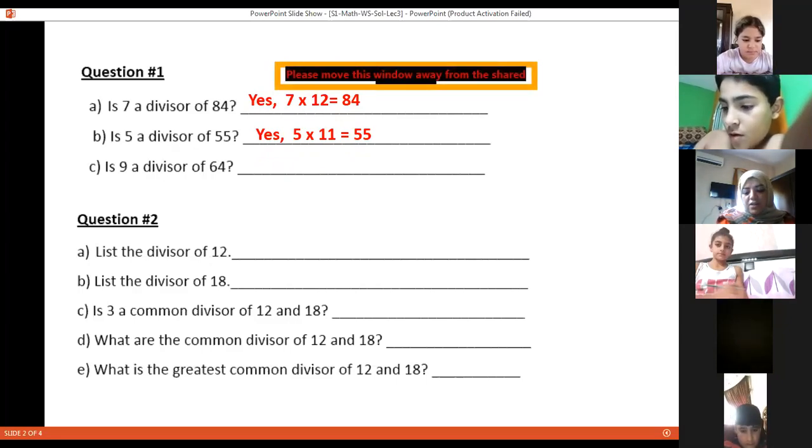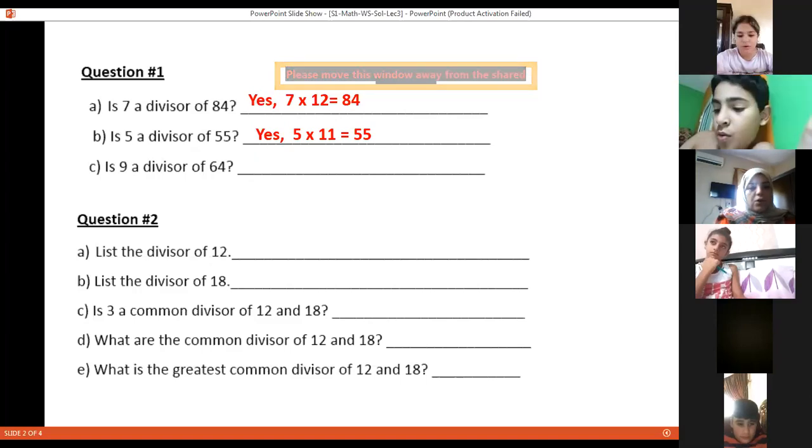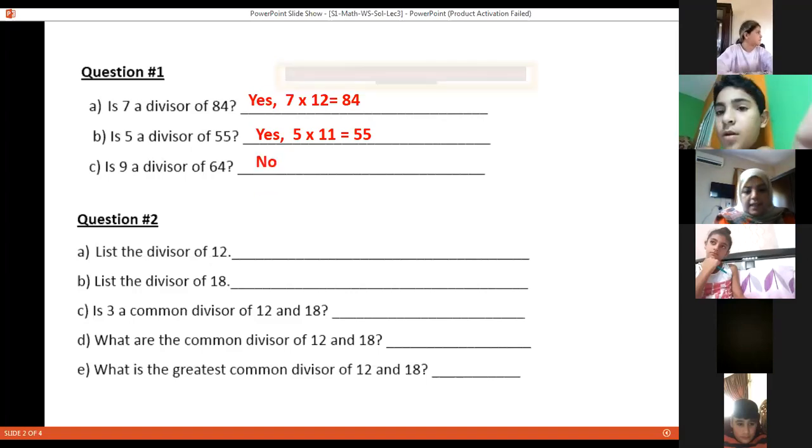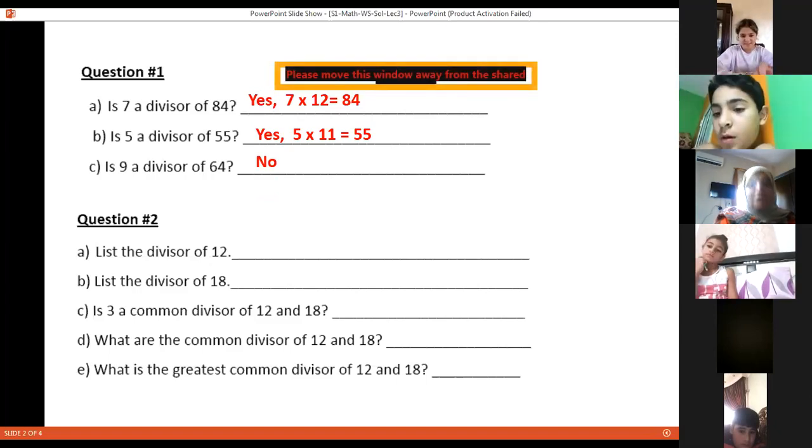is 9 a divisor of 64? Is there a number you multiplied by 9 to get 64? No. Because 9 times 7 is 63. So for 64, there's no number multiplied by 9 to get 64. It's close, but it's not the number. So 9 is not a divisor of 64.